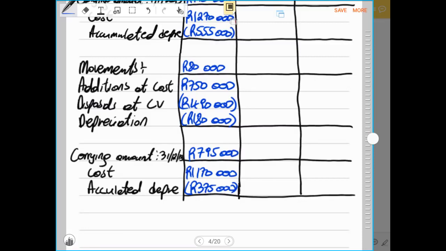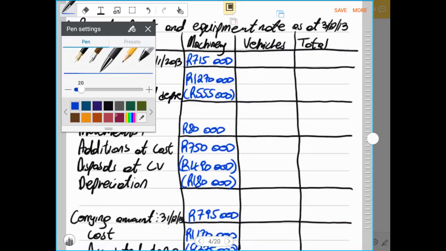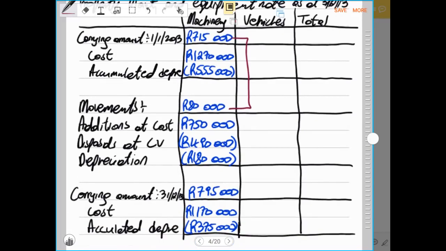So now we have to go to the vehicles now. Vehicles column. Remember, there was no vehicle disposed. And another thing that is very important before I go to vehicles, sorry for that, is the fact that if we say opening balance plus the net of the movements, this should give us equal to the closing balance.